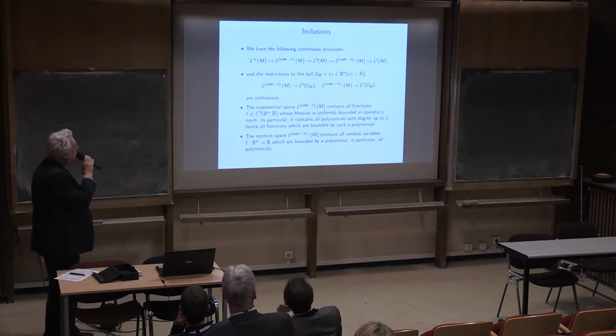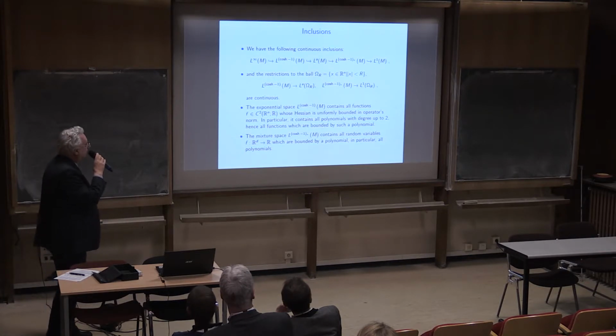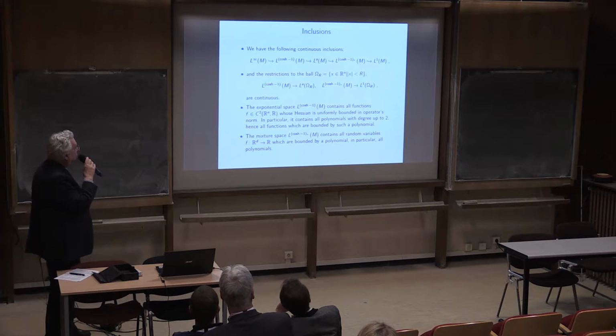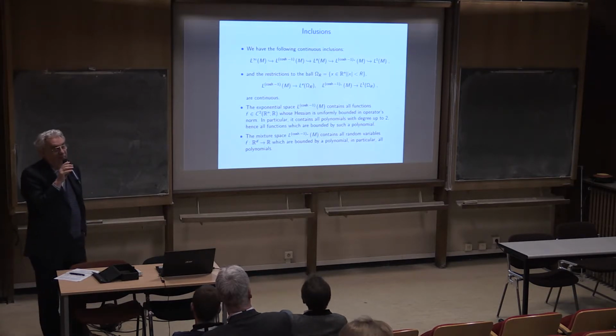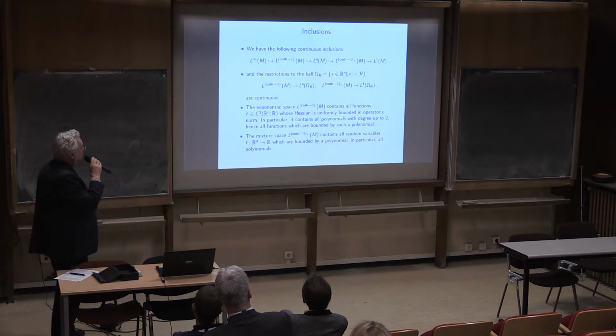So there are a number of inclusions. For example, the space L infinity is injected in the exponential space, and so on. And because of the special reference measure, we can also take restrictions, and we have the restriction you see in the paper. And the case with Gaussian density is also special, in the sense that we can say that all second-order polynomials and all C2 functions whose Hessian is dominated by a constant belong to the exponential space. And the mixture space contains all random variables which are bounded by a polynomial.